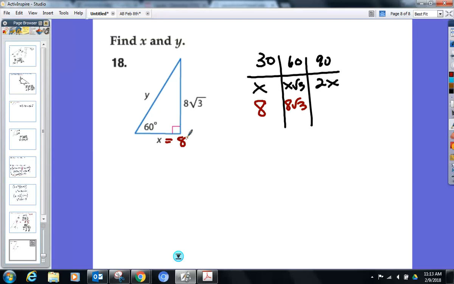And then everyone else, little help. What do I do to go from the 30 to the 90? Multiply by 2, so 8 times 2. I get 16 there. Wait, I don't get that, because it says the 60 is like 8 radical 3. Yep, and 60 is x radical 3. So that must mean my x is 8. Good?